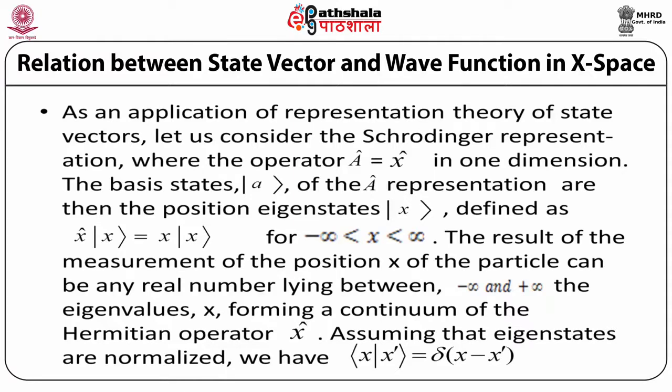Assuming that eigenstates are normalized, we have bra vector <x|x'> equal to delta(x minus x'), which means that for the Hermitian operator x, the position eigenstates |x> are normalized, and if they represent different eigenstates, then the product goes to 0.